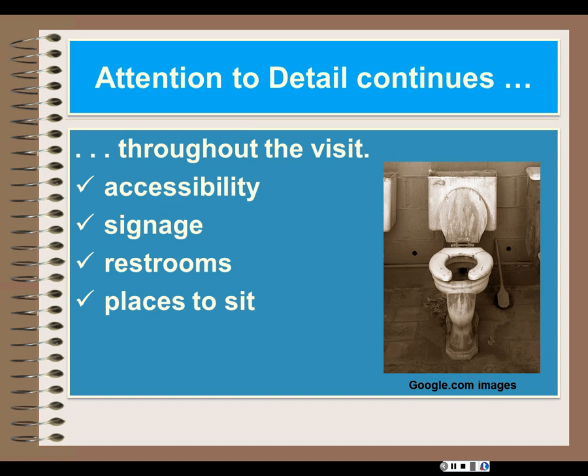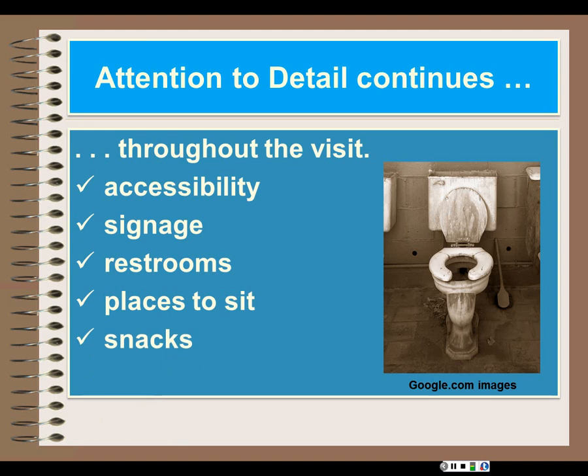Places to sit. Some people have problems standing for long periods of time. It's not necessarily just older people. Some people have broken legs, broken knees, whatever in the past. They have arthritis, any number of problems, and they might be with a larger group, and they may need to go and sit someplace for a few minutes.